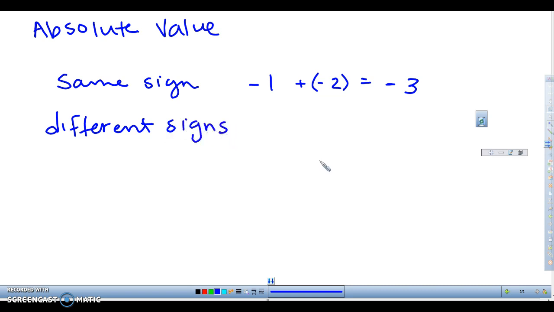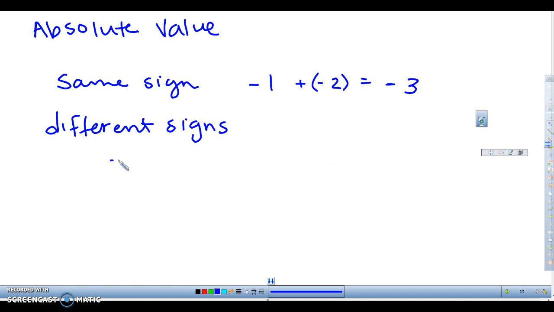Okay? If the signs of the numbers you're adding are different, you're going to subtract the absolute value of each of the two numbers. And ask yourself which number had the higher absolute value. The answer will have the same sign that number had at the beginning.